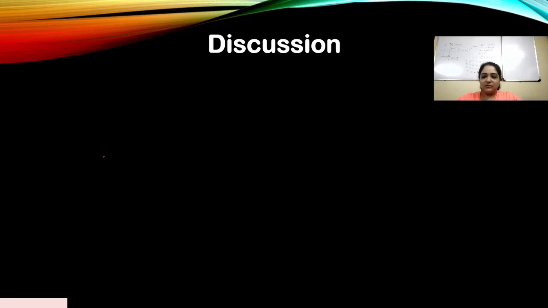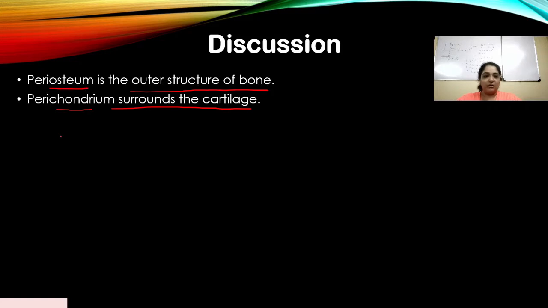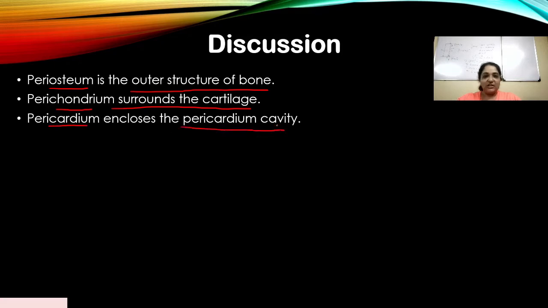Let's look at the discussion. Periosteum is the outer structure of bone. Perichondrium surrounds the cartilage, since it's chondrium. This is osteum, so it is related to bone. Chondrium is related to cartilage. Pericardium encloses the pericardial cavity in the heart.